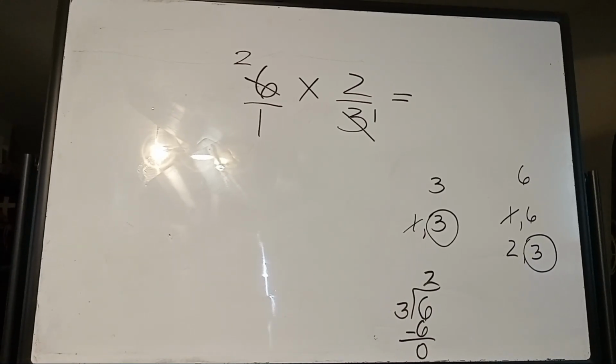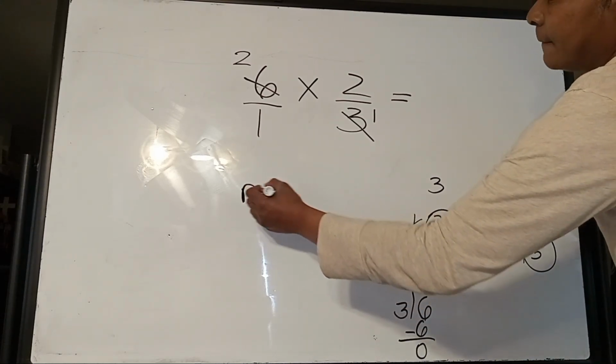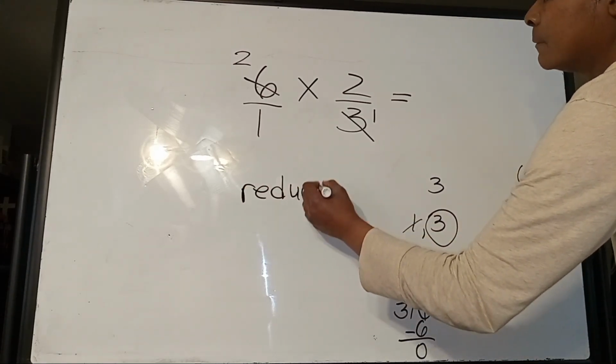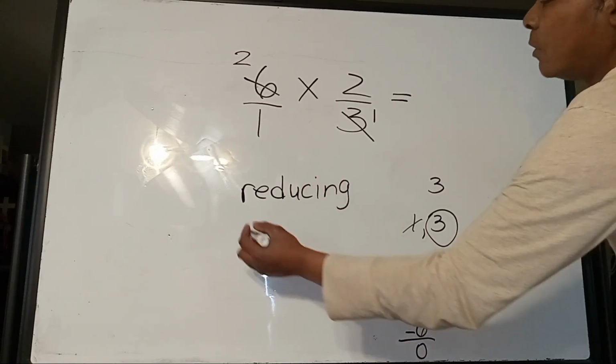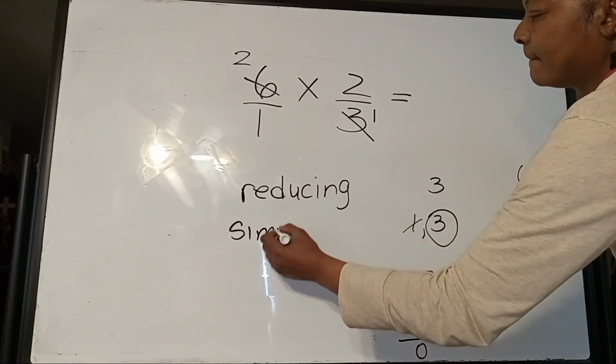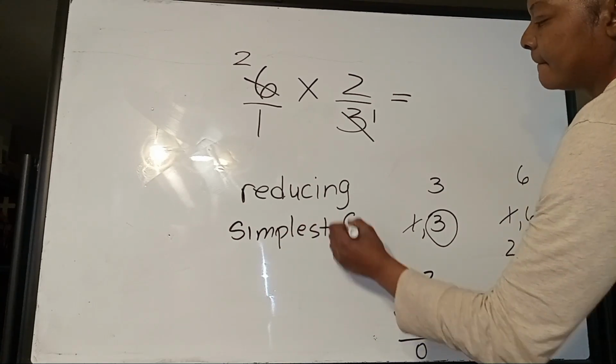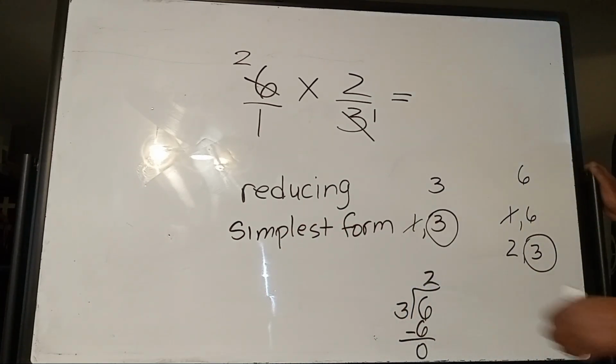All right, so now that we did that, that makes it easier. Why do I do that as my first step? Because in math, I want to keep the numbers as small as possible, okay? So that's why I reduce immediately. But this step that I just did, that is called reducing. Or you could say simplify. All right? So now we're just going to do our regular multiplication going from left to right.